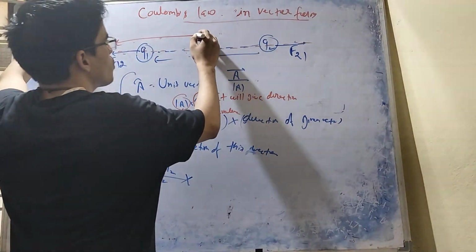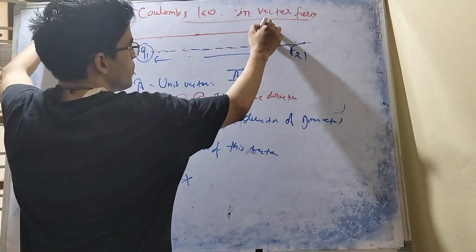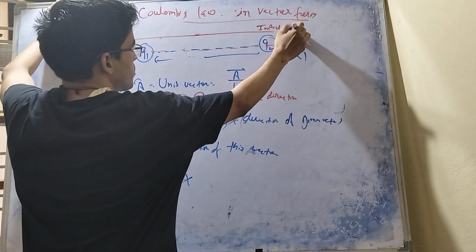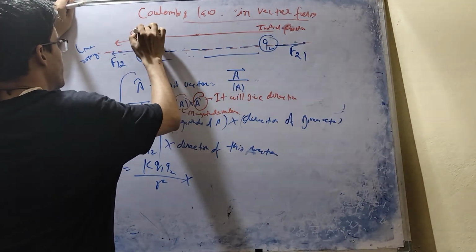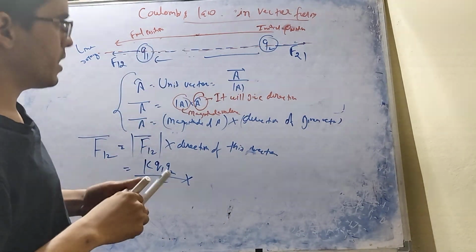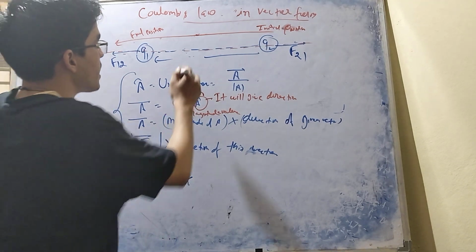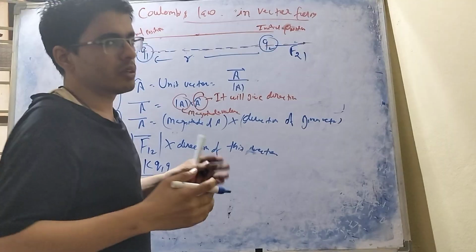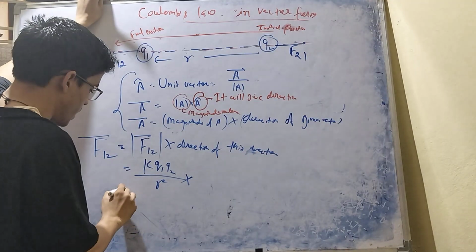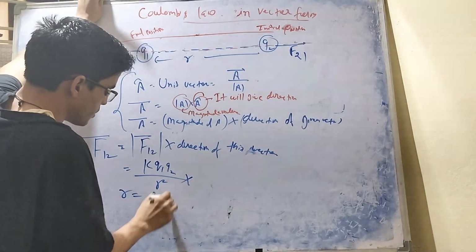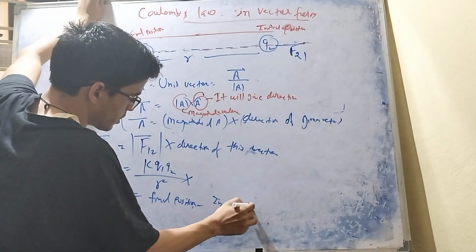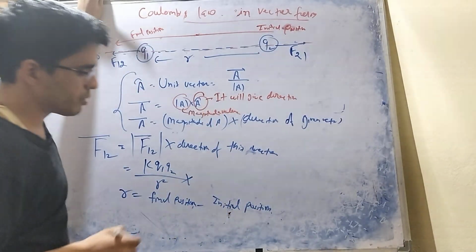Understood? So can I extend this length? This will be your initial charge, initial position, and this will be your final position. If this is the initial position, I am asking one question: what is this R? R is called the displacement value. I want to write here, R is nothing but final position minus initial position, correct? Final position minus initial position.